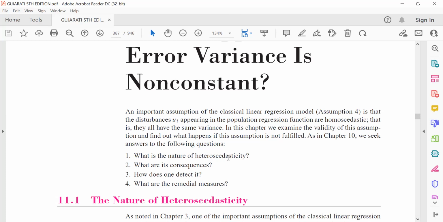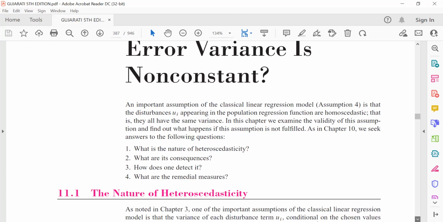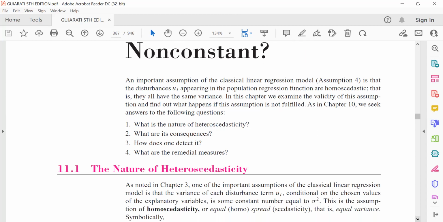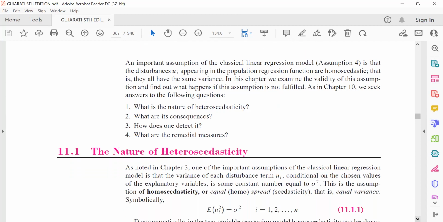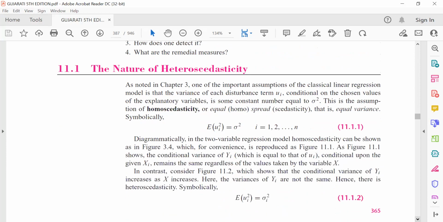Now today we are talking about heteroskedasticity. That means the variance of the observations is not constant. We are dealing with four topics here. What is the nature of heteroskedasticity? What are its consequences if we have heteroskedasticity in our model? Third, how to detect heteroskedasticity, and last, how to remedy it if there is heteroskedasticity.